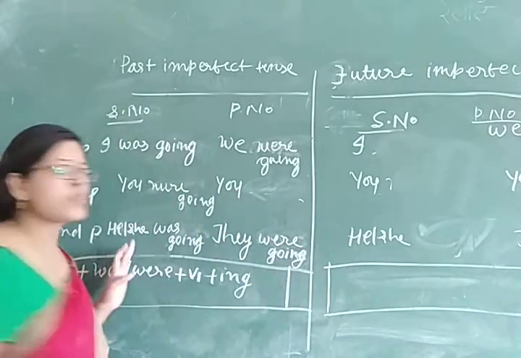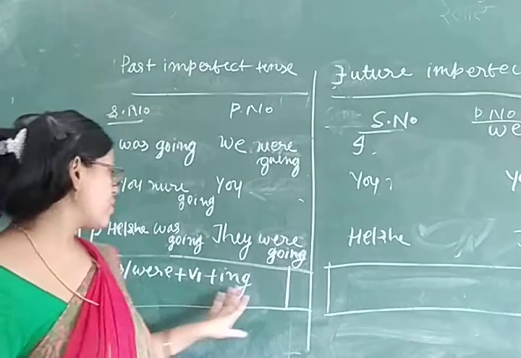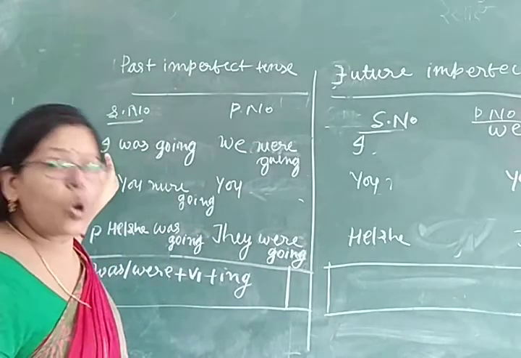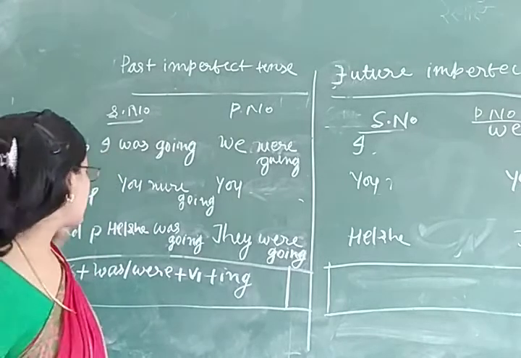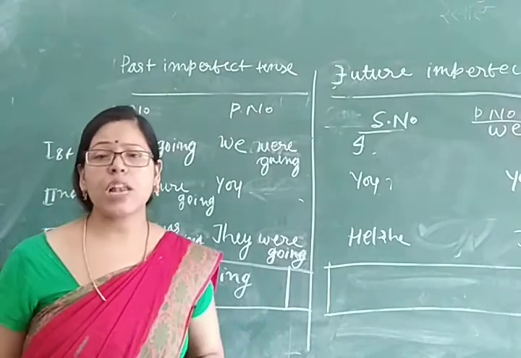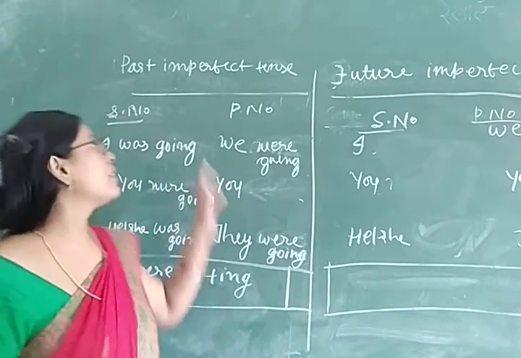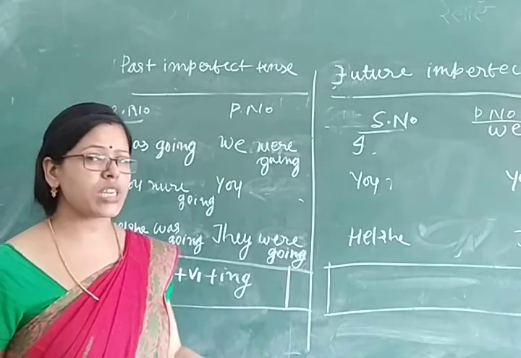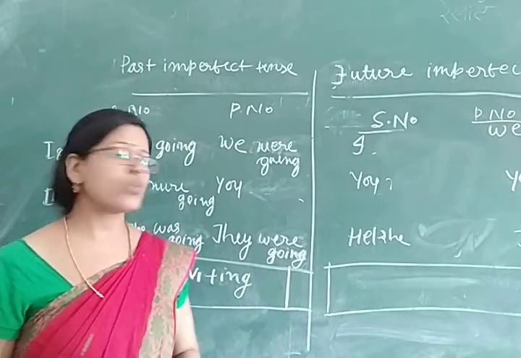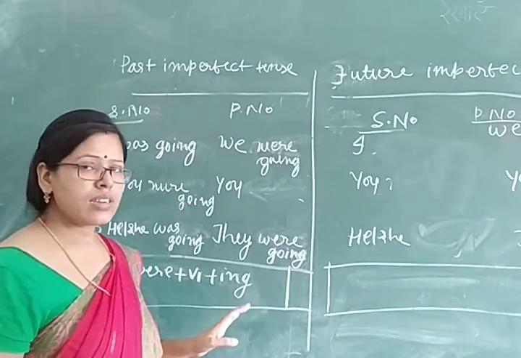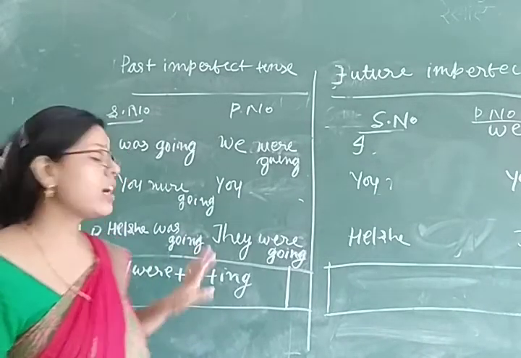What is most important to learn here? We need to understand that along with only subject I and the third person singular number, we use the helping verb was in the past imperfect tense, and with the remaining subjects everywhere we will use the helping verb were. Alright? It is very easy to understand.